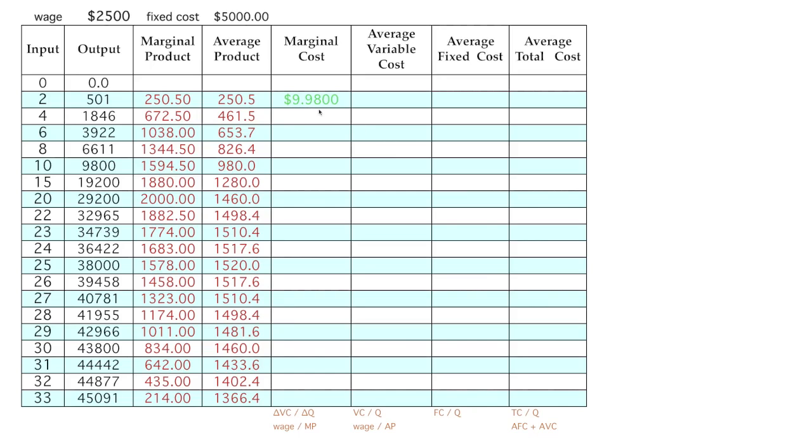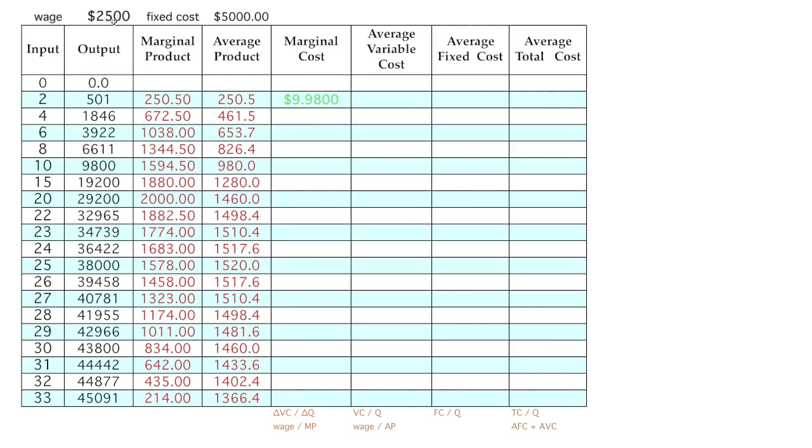Now, that doesn't mean it's the only way to do it by any means. Here are the two ways of doing it. Take the change in variable cost divided by the change in output. But remember, you have to take the difference in both those cases. Or take the wage, and if you already have figured out the marginal product, take the wage of 2,500 divided by the marginal product of 250.5, and that'll give you the marginal cost. The next number here, there's two ways of getting that. You could take the change in variable cost. The variable cost, I'm adding two workers.